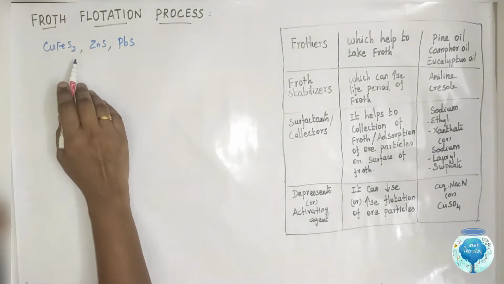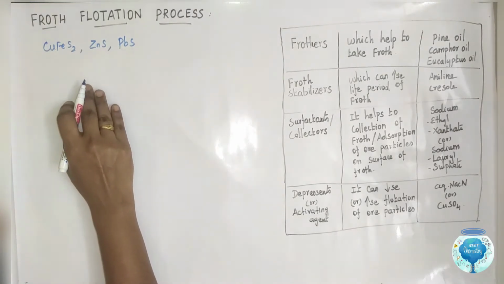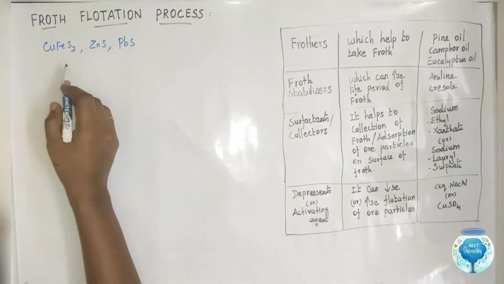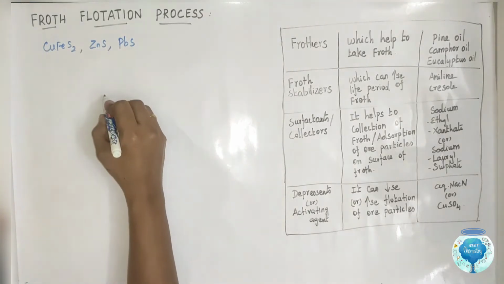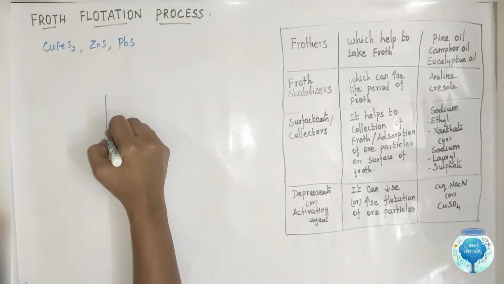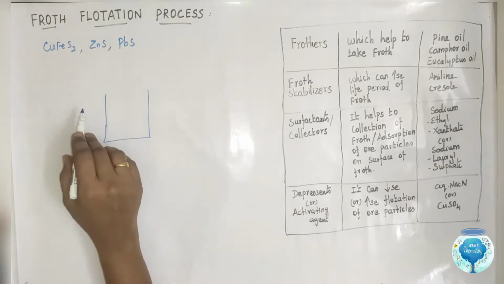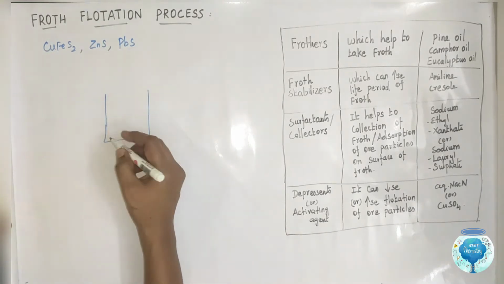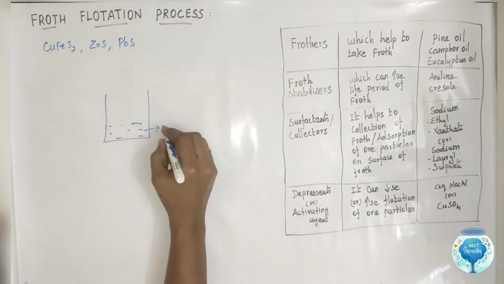The sulfide ores are lighter than impurities. That's why we choose sulfide ores for the froth flotation process. We consider one beaker. The powdered form of the ore is mixed with water to make a solution. It is the ore solution.